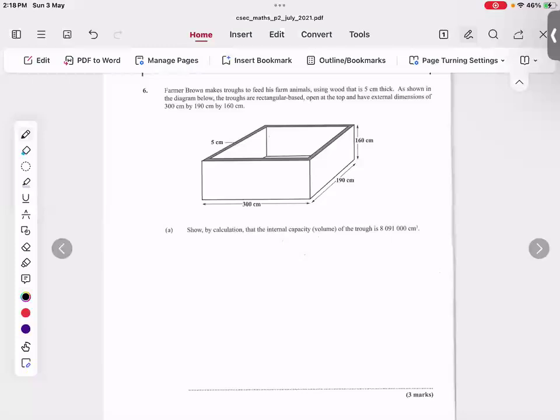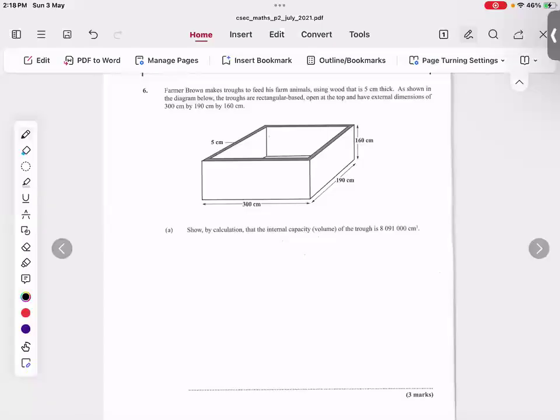Farmer Brown makes troughs. I can't pronounce that word. How do you pronounce that word here? Ask AI how to pronounce this. Troughs. Alright, that's what I call it. Fancy word there, man.